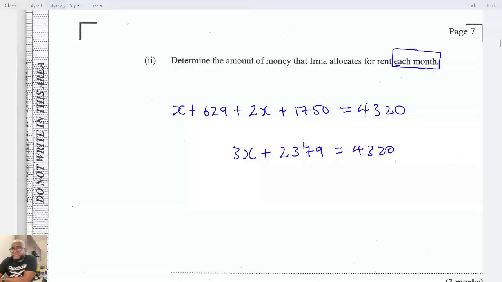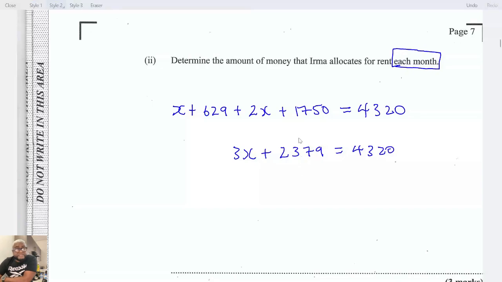So I need to solve this for x. What do I need to move here? What are we moving first? What are we moving first here? We want to find x.